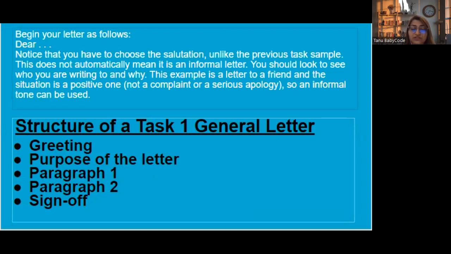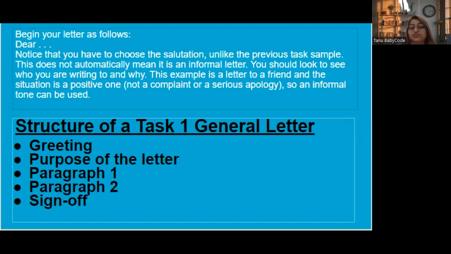Now begin your letter as Dear Dash. You can see that you choose your salutation, right? This does not automatically mean it is informal. You should look to see who you are writing to and why. You have to read your question first. Suppose this is a letter to a friend and the situation is a positive one, not a complaint or apology. So it is an informal tone. Once you read your question, you have to decide whether it comes under the formal category or the informal category.